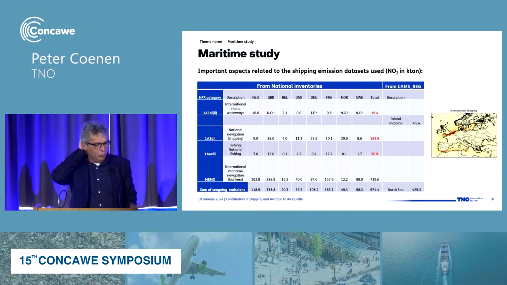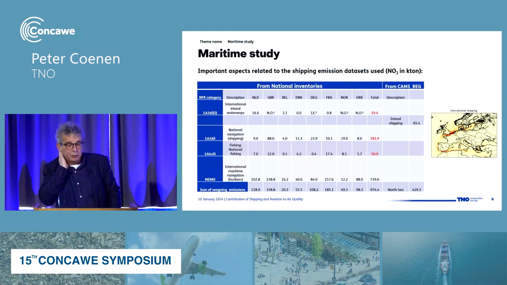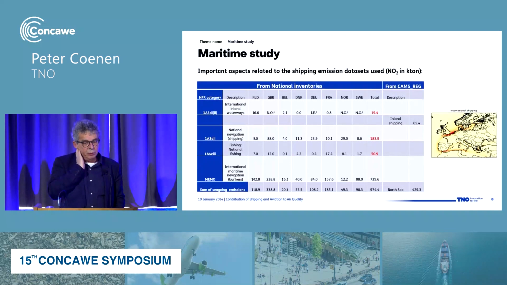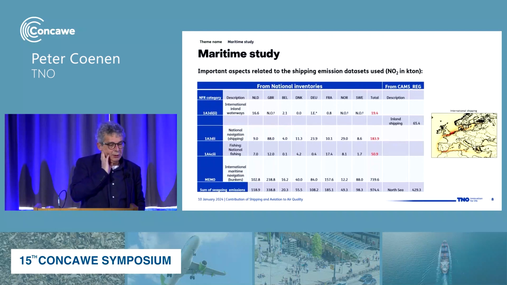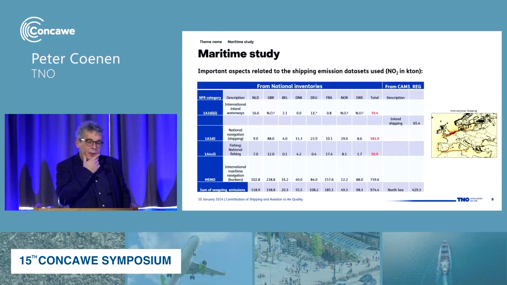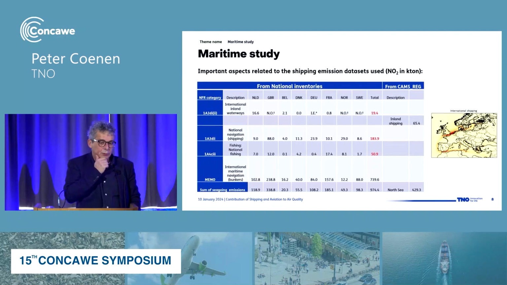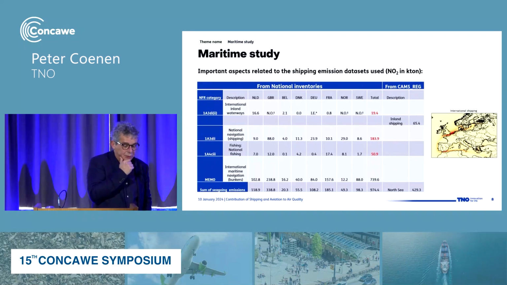I touched upon the emissions from shipping in national inventories. What I did here is to look into the inventories for the countries surrounding the North Sea, and total those components in the inventories which are relevant for shipping together. And you see that in the last line, the total, if you sum it up, it comes down to 974 kilotons NOx. But in the CAMS database, only 429.3 kilotons is in there.